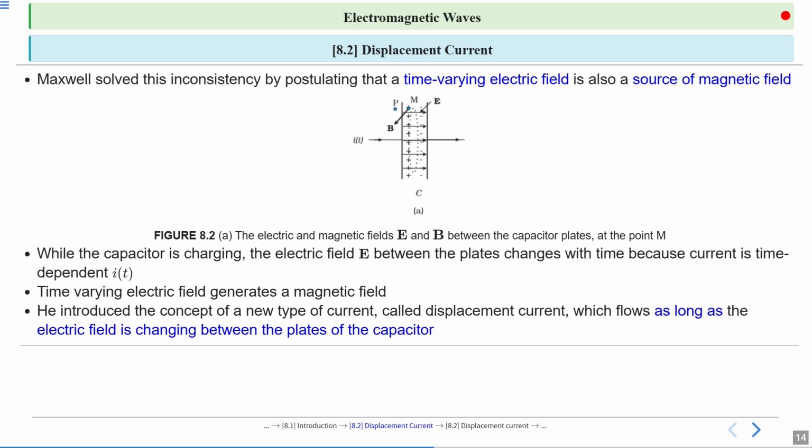As long as the electric field is changing between the capacitor plates, that displacement current will exist between the plates of the capacitor. When the electric field between the plates of the capacitor becomes constant, this displacement current disappears and there is no magnetic field between the plates. Only a changing electric field will produce the magnetic field.